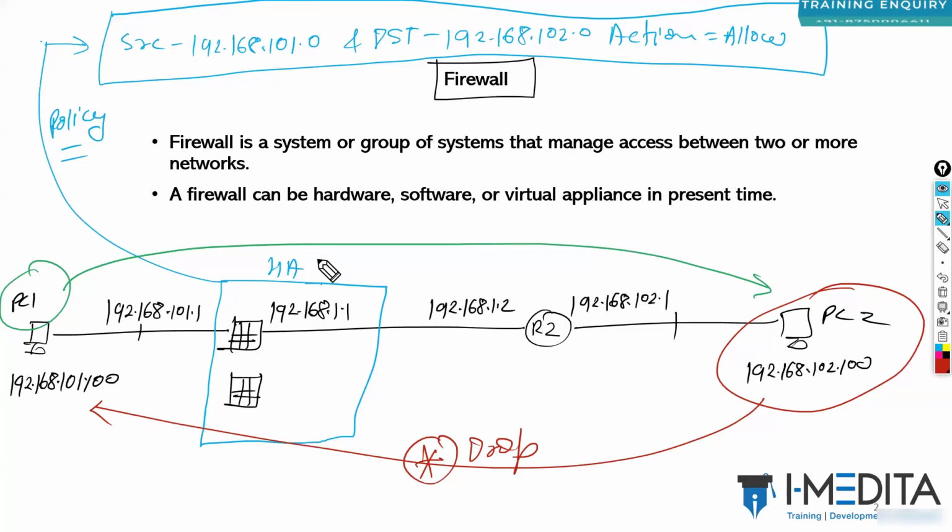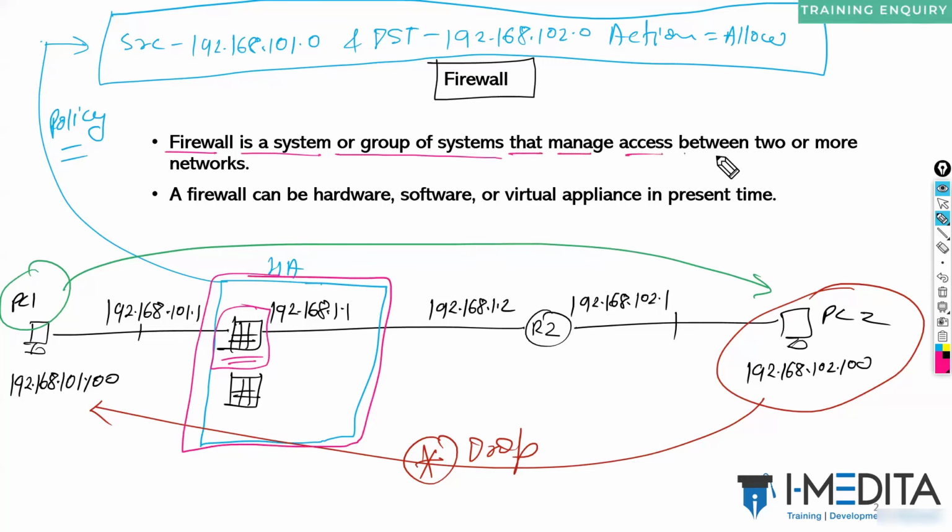Now we need to define the firewall. How can we define it? We are using a device here. So a firewall is a system. Yes, a firewall can be a single system or a group of systems that manage access between two or more networks. Yes, this firewall is managing access here between two or more networks. So we can say a firewall is a system or group of systems that manage access between two or more networks.